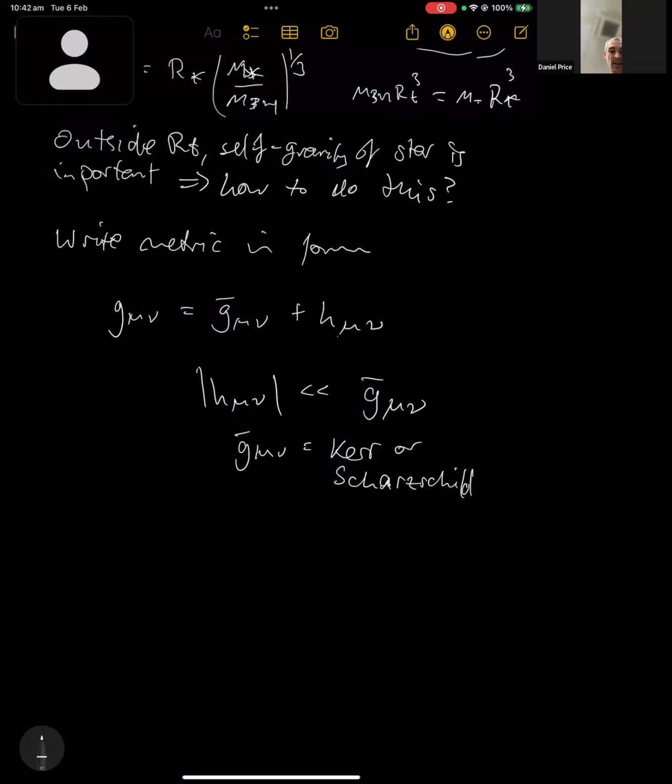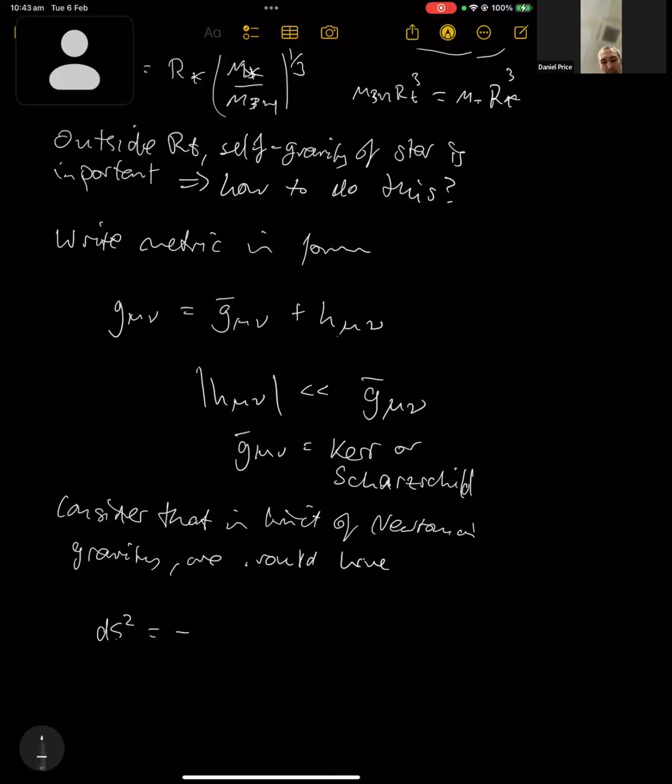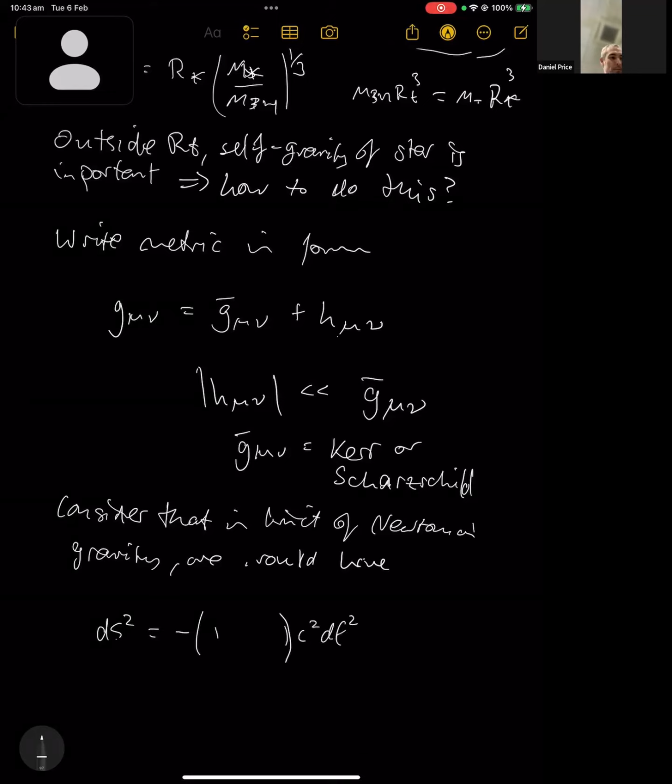Okay, but how do we express this perturbation? The good way to think about it: if we only had Newtonian gravity, so if there was no black hole, we would have the Minkowski metric. The Minkowski metric would be minus c squared dt squared plus dx squared plus dy squared plus dz squared.